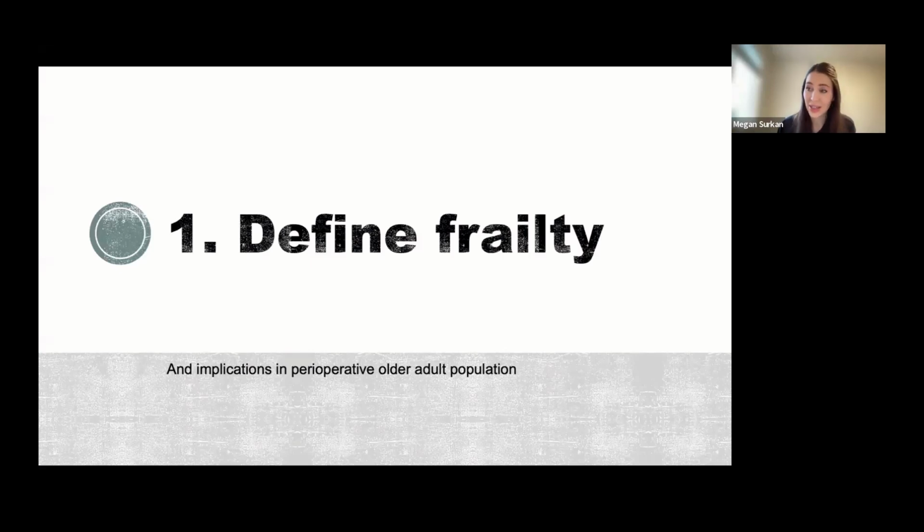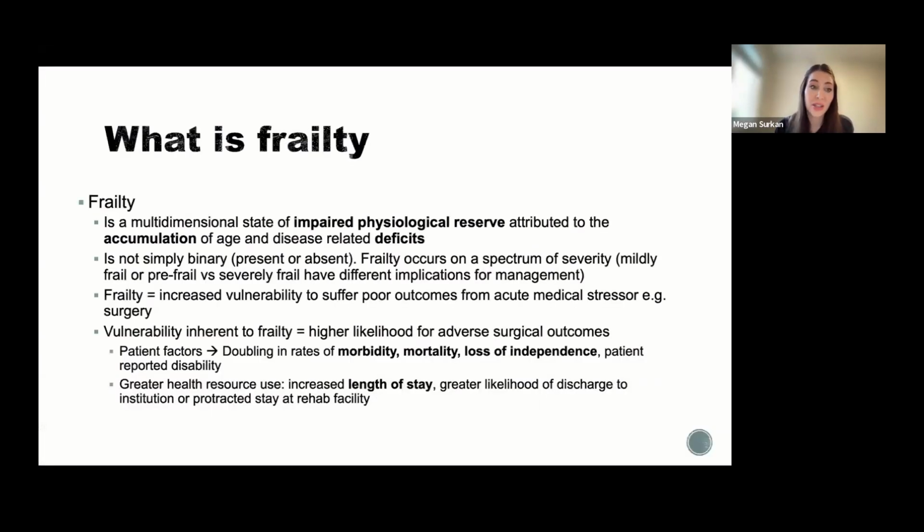So we'll jump back to that at the end, and I'll try to frame what we could maybe have done differently to change that trajectory. To start with, we'll just talk about what is frailty.